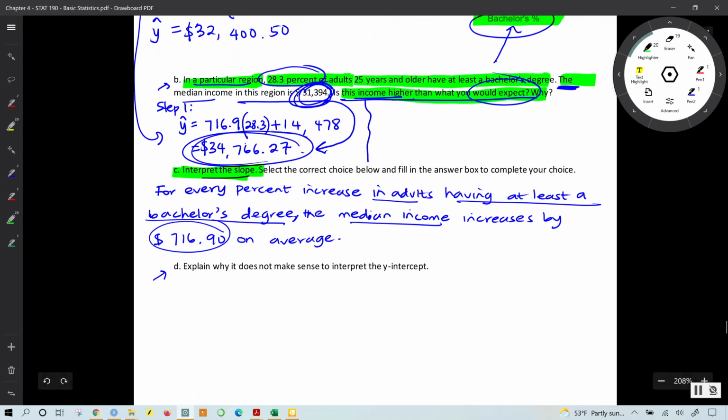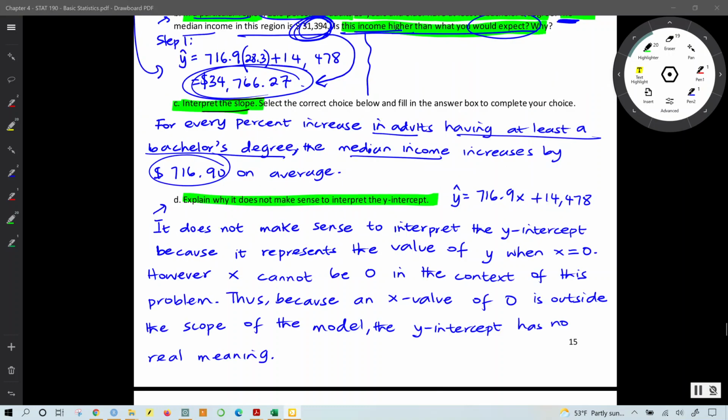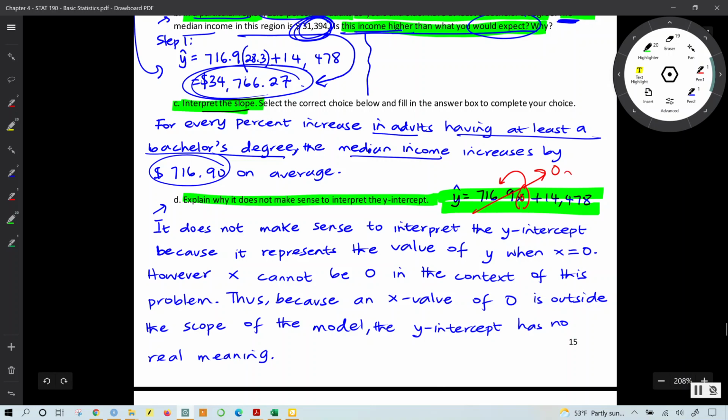So, with that done, we proceed to question D. In this question, we are told to explain why it does not make sense to interpret the y-intercept. In order to explain the answer to this question, I'd like to take you back to the regression line. Note that if I set x to be equal to 0, so 0 times 716.9, all of this goes to 0. 0 plus this value, I would have exactly the intercept left when x is set to 0.